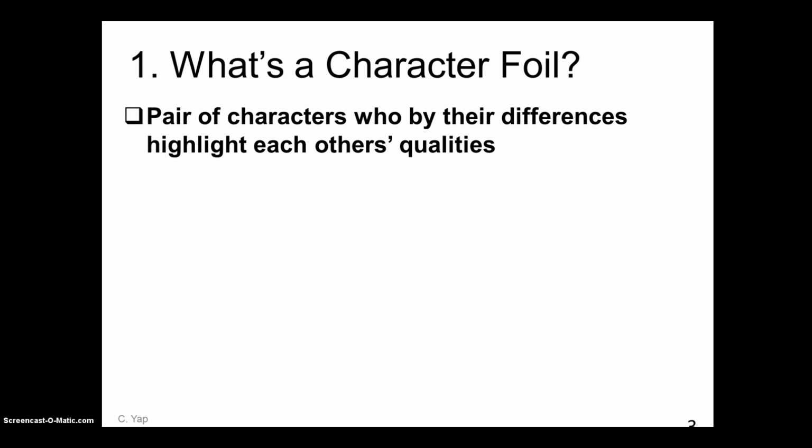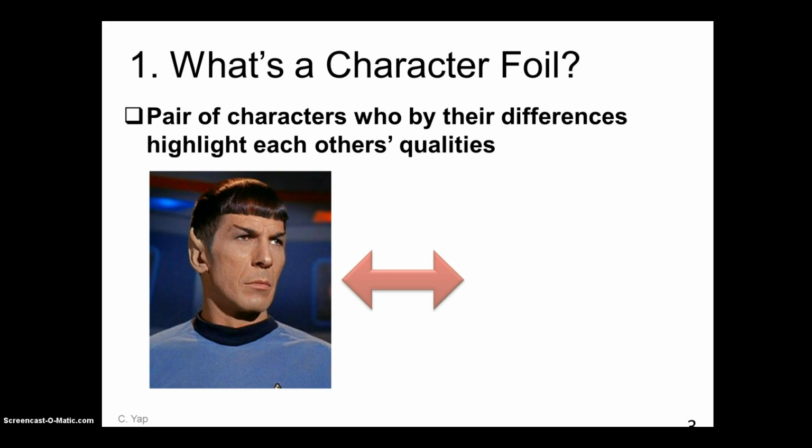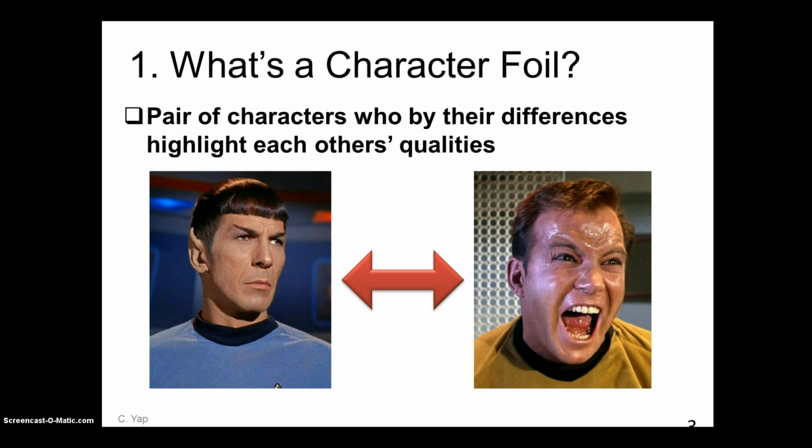But I thought I would start with an example that's a little bit more modern and well-known. So here we have Mr. Spock, portrayed by Leonard Nimoy from Star Trek. And of course, his character foil, or the person who is opposite to him in certain qualities, but also very similar, is Captain Kirk. Of course, here is William Shatner.